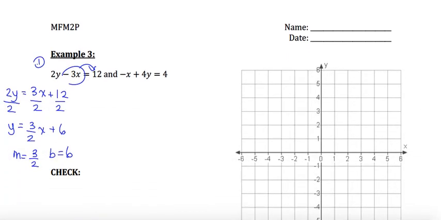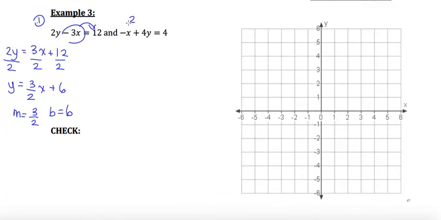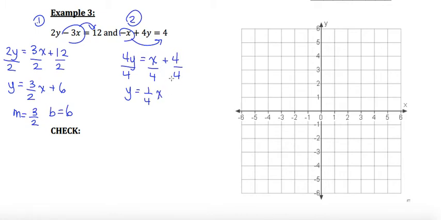Equation number 2. My y is already positive on the left-hand side. I'm going to move over my -x. So I have 4y is equal to, the -x becomes a positive when I move it over, x plus 4. Again, I want to divide every term by the coefficient in front of my y, because I want just a y. So I have y is equal to x over 4, or I can write this as 1 over 4x. And then 4 divided by 4 is 1. So my slope is 1 over 4.